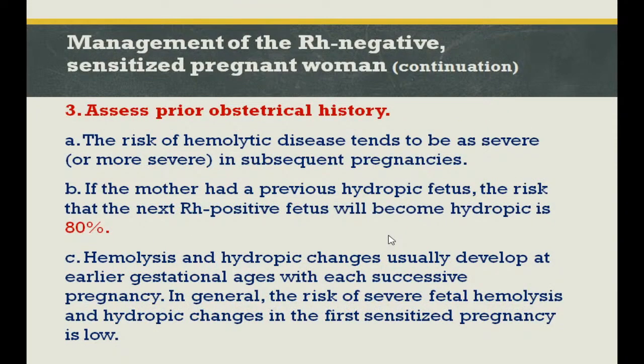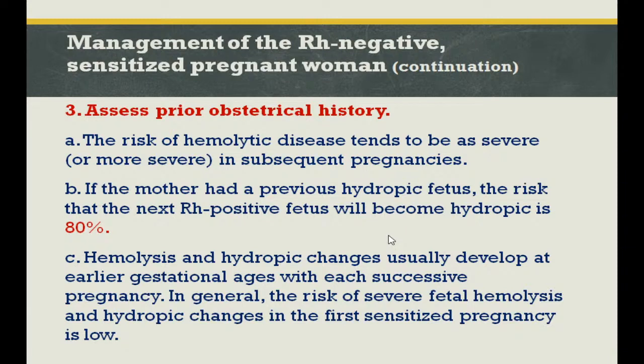Management, continuation: assess prior obstetrical history. We already talked about risk factors which lead to the development of hemolytic disease during the next pregnancy. So, if the mother had a previous hydropic fetus, the risk that the next rhesus positive fetus will become hydropic is very high. It is close to 80%.